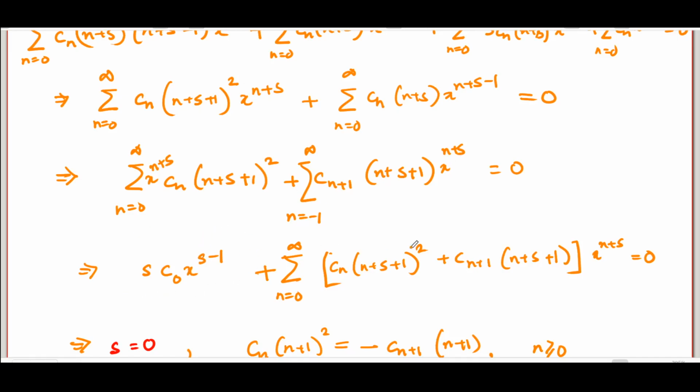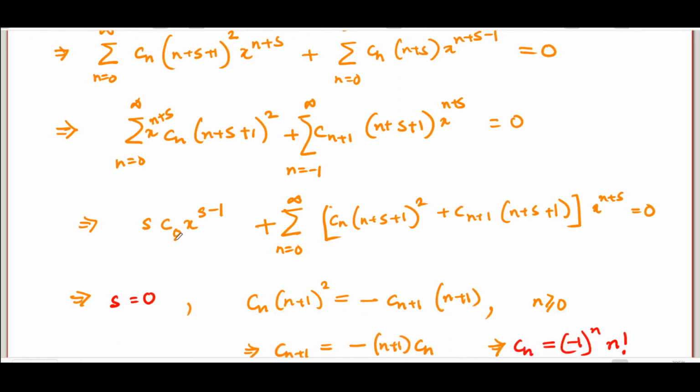In order that this power series vanishes identically, every power must have 0 coefficient. X to the s minus 1 is a term which only has s c0, and this is what gives rise to the so-called indicial equation. So, the indicial equation clearly tells you that s must be 0, and for all of these brackets to vanish, you must have a recursion relation between Cn plus 1 and Cn. Of course, s we know is 0, so we just plug that in here.